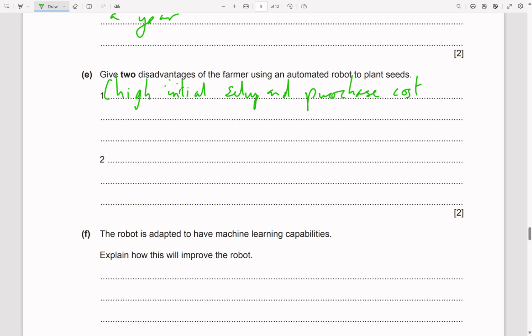Whereas I guess a human can adapt to situations. They have their common sense, their logic, right? So they're obviously not going to continue if something is obviously wrong. So let's try and mention that. If conditions are abnormal. Let's say abnormal, like unexpected, or something goes wrong.